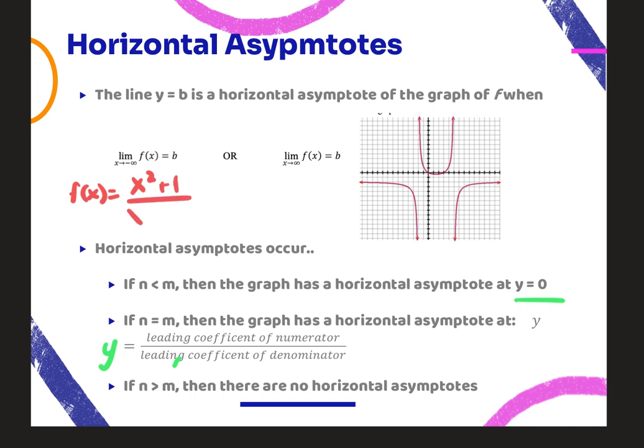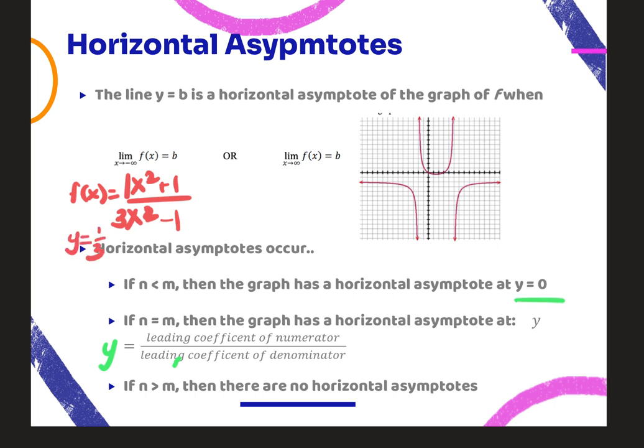well, let's do 3x to the second minus 1. Which scenario is this? n is less than m, n is equal to m, or n is greater than m? Both exponents are 2's. The exponents are the n's and the m's. They are the same, so this is the leading coefficient case. The leading coefficient in the top would be 1, and in the bottom it would be 3. So my horizontal asymptote would be at y equals 1/3.